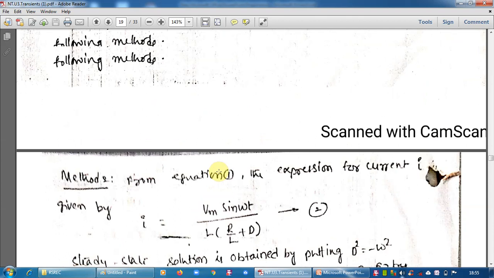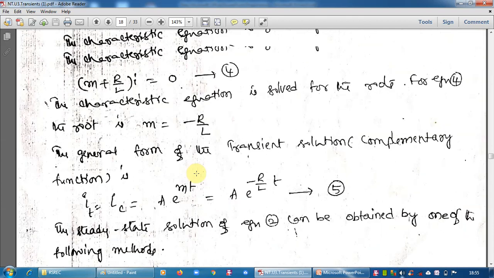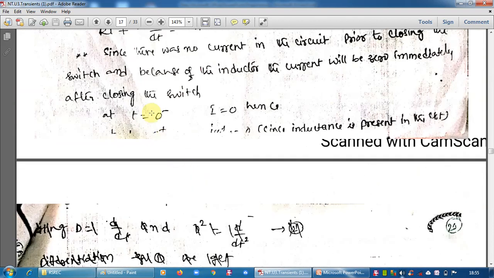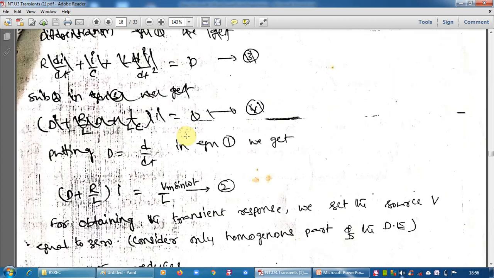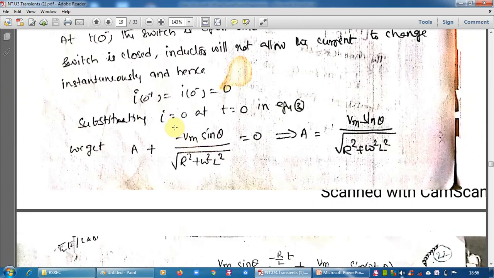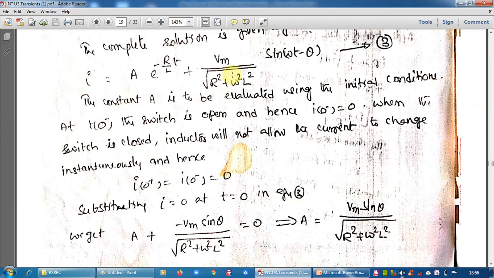It is an RL circuit. So for the RL circuit, before t equal to 0, I equal to 0. Therefore, after t equal to 0 plus also, current is 0. That is, at t equal to 0 plus, current is 0. We make use of that condition here at t equal to 0. Here also t equal to 0. What is current? Current is 0. That we will substitute.